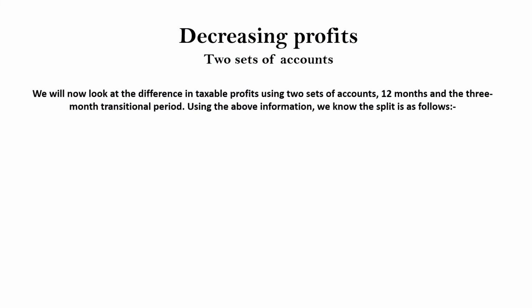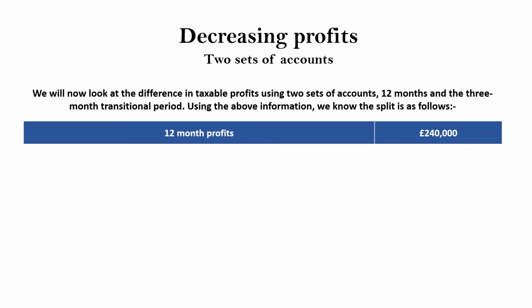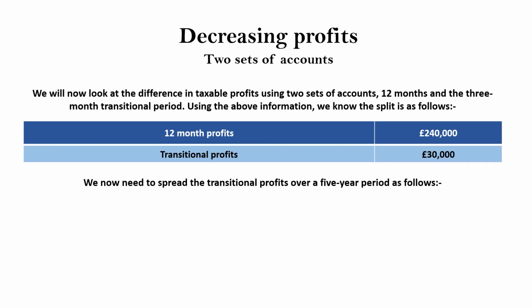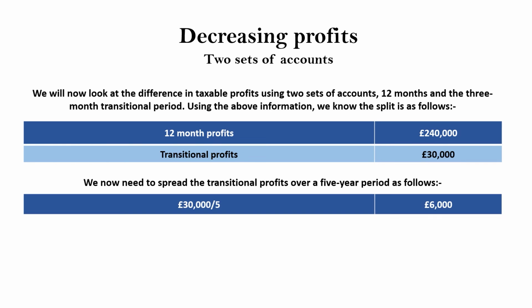Two sets of accounts. We will now look at the difference in taxable profits using 2 sets of accounts, 12 months and the 3 months transitional period. Using the above information, we know the split is as follows. 12 months profits equal £240,000, transitional profits equals £30,000. We now need to spread the transitional profits over a 5-year period as follows. £30,000 divided by 5 equals £6,000.